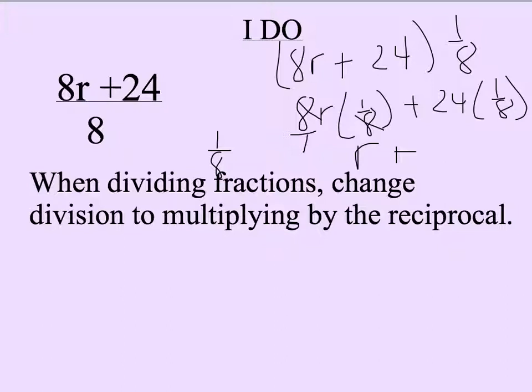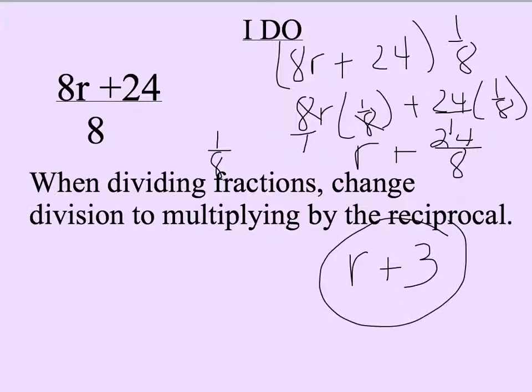Here I have plus 24, which is the same as 24 over 1. 24 times 1 is 24, and 1 times 8 is 8. Now I can simplify even more. r stays the same, and 24 divided by 8 gives me 3. So your answer is r plus 3.